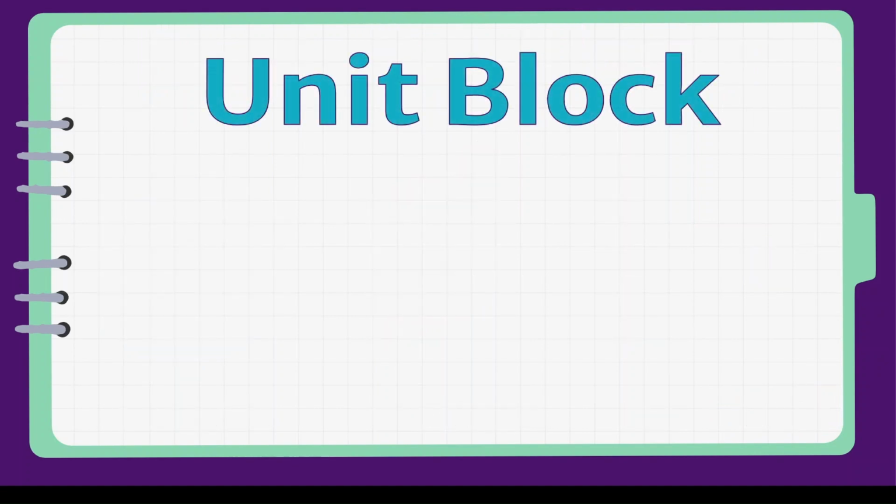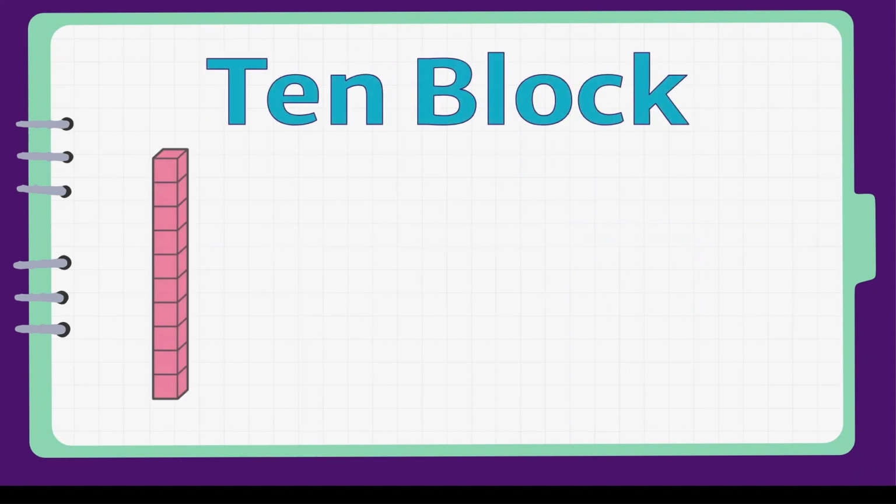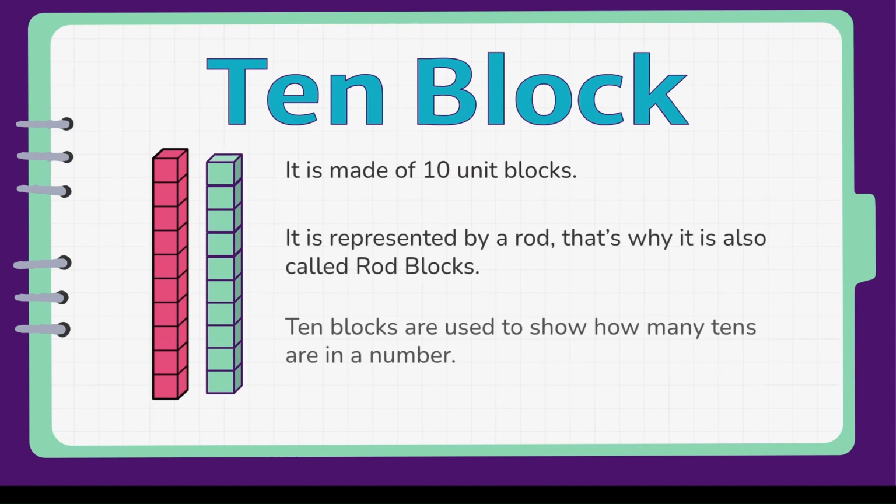Let's talk about each one separately. The unit block. It is represented by a single cube. It represents the digit in the ones place. The number of unit blocks shows how many ones are in a number. The 10 block. It is made of 10 unit blocks. It is represented by a rod. That's why it is also called a rod block. 10 blocks are used to show how many tens are in a number.